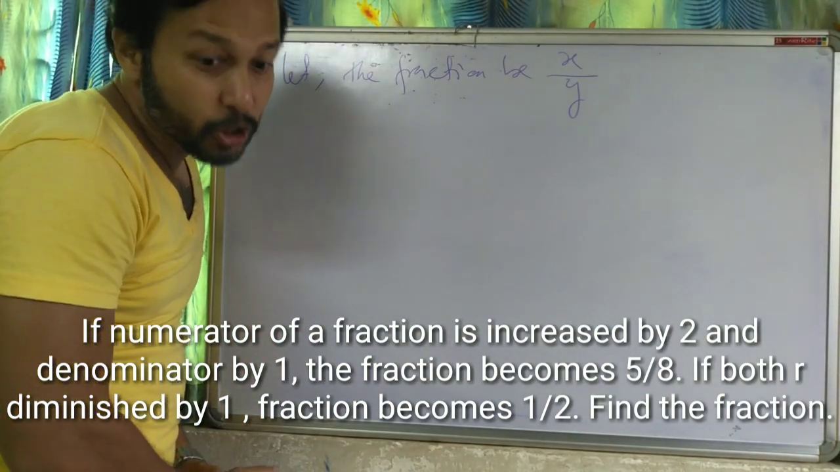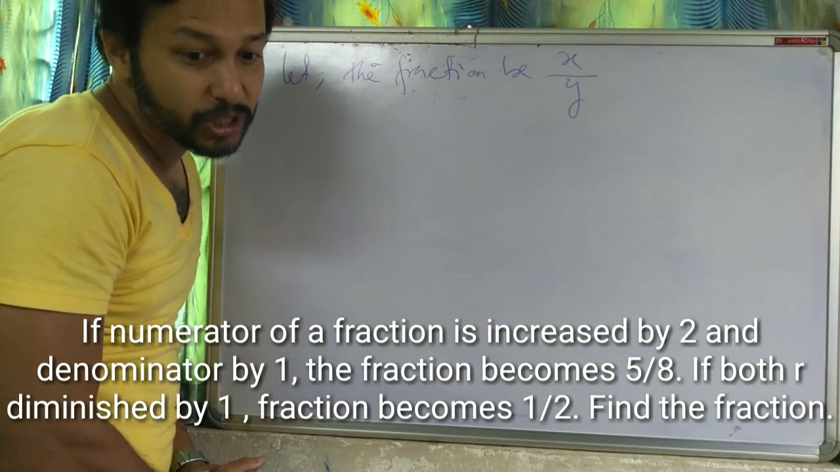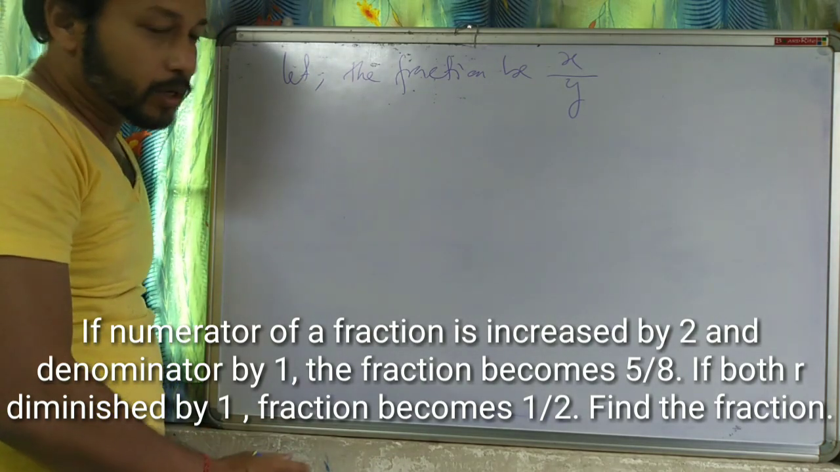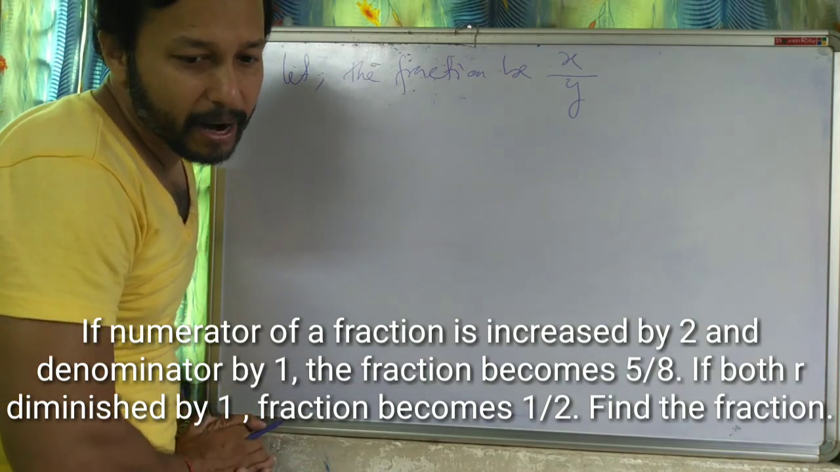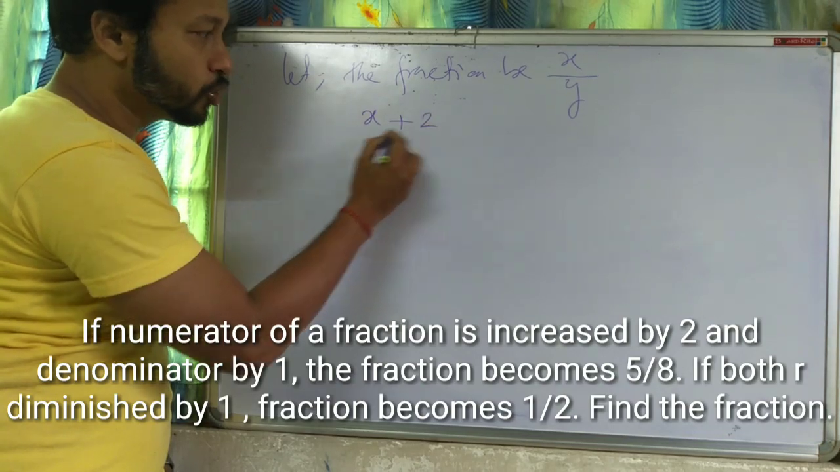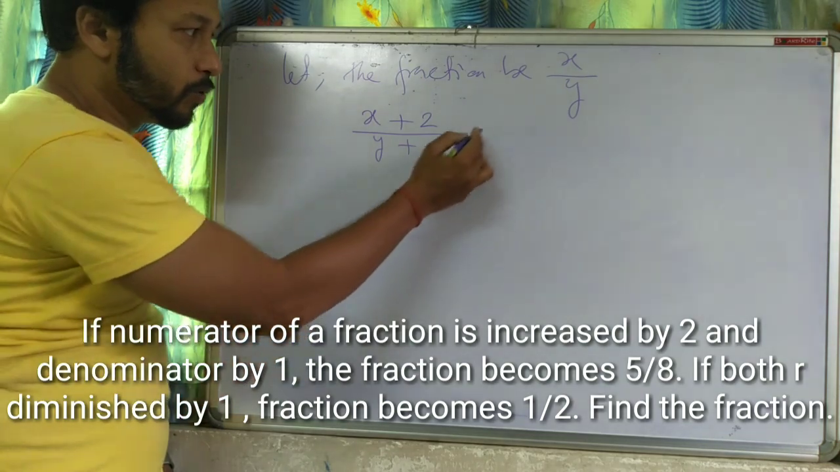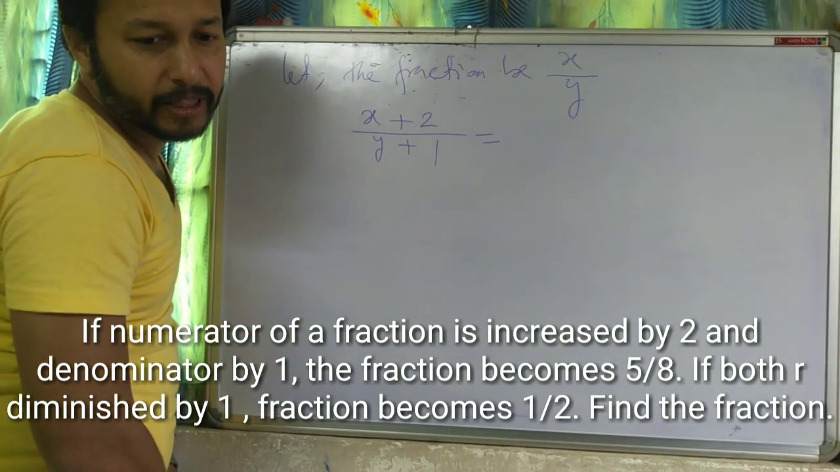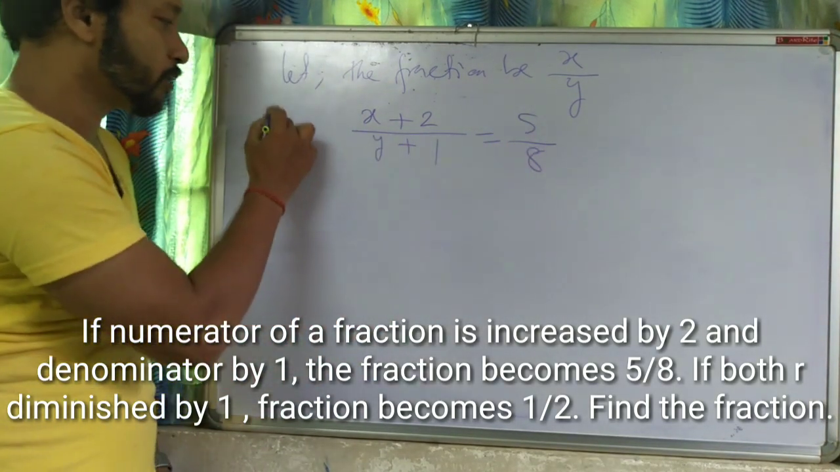If the numerator of a certain fraction is increased by 2 and denominator by 1, numerator you are increasing by 2 and denominator by 1, that means to the numerator we are adding 2 and to the denominator we are adding 1. Then what we get? We get the fraction becomes 5 by 8. Yes, this is according to the question.